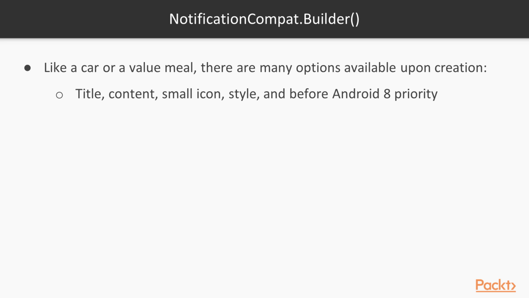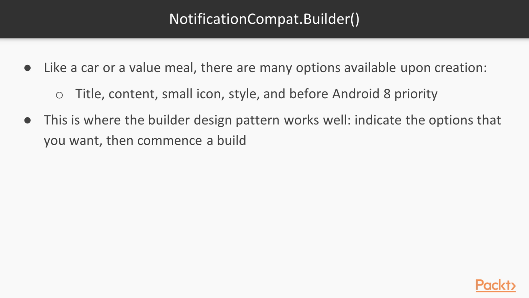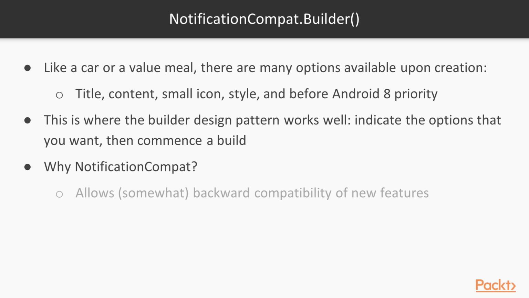In our case for notifications, these things that can be added are the title, content, the small icon, the style, and before Android 8 you could also add priority. We have a different way to do priority now, which we'll talk about in just a moment. So builder design pattern, we've talked a bit about, one that's becoming a bit more frequent now. You see it used in things like Google Maps, and a lot of the Google API clients use that builder pattern. Now NotificationCompat is the class that has this builder, and that allows us to do some type of backward compatibility on our notifications.